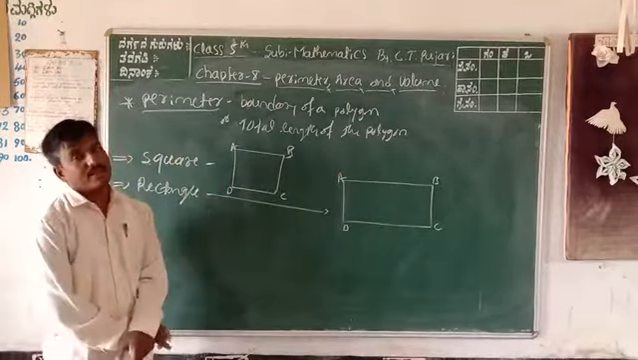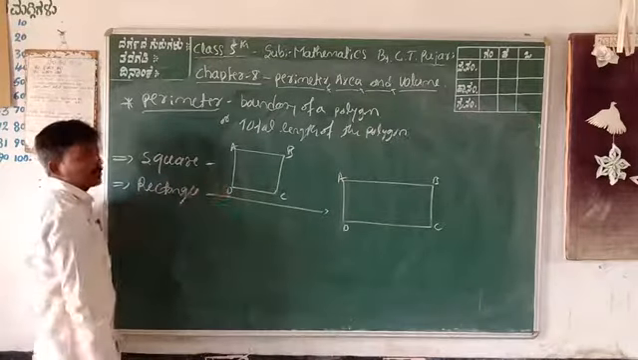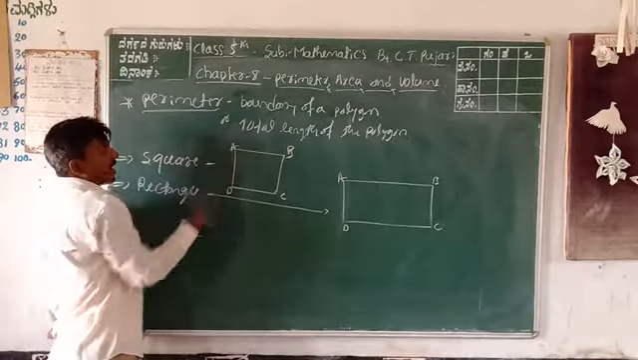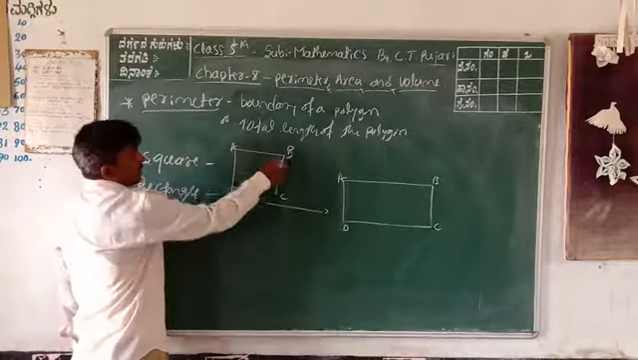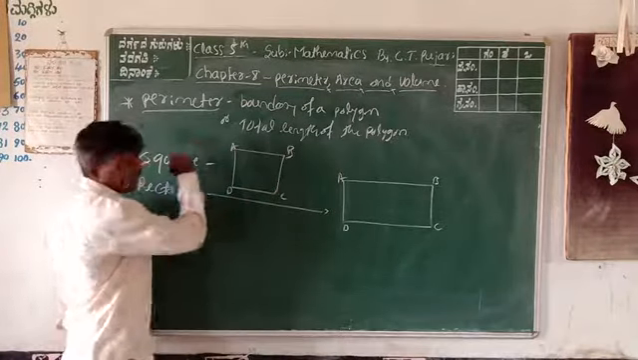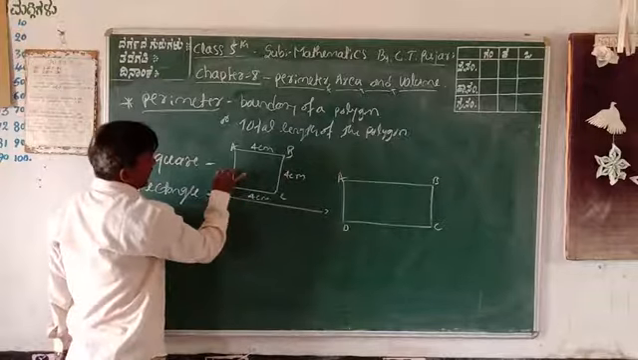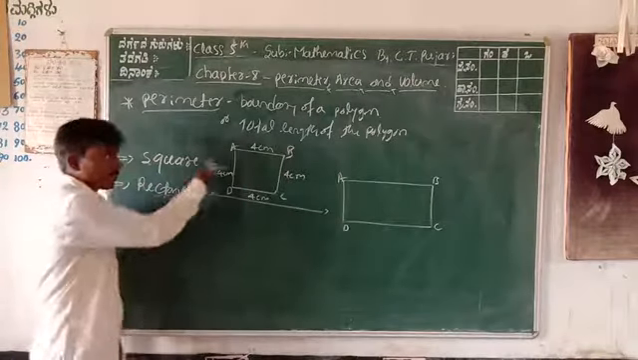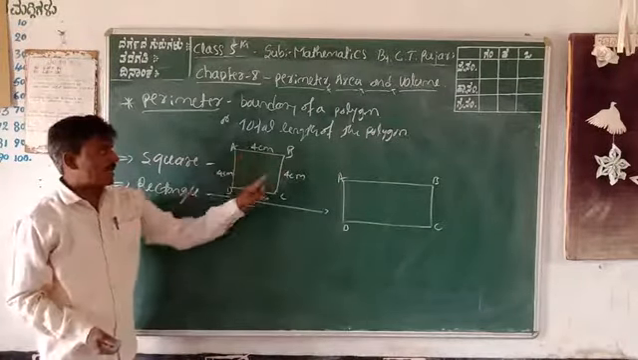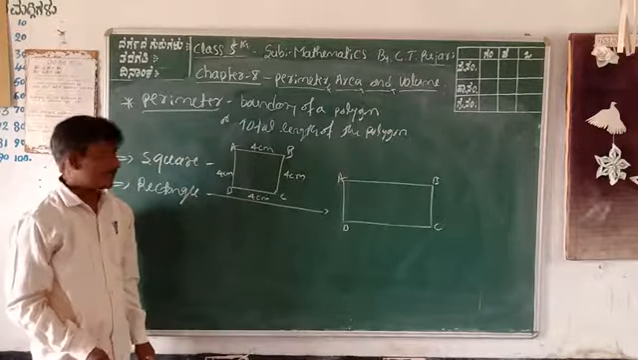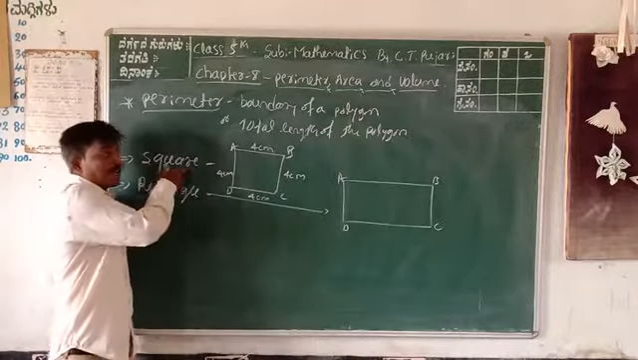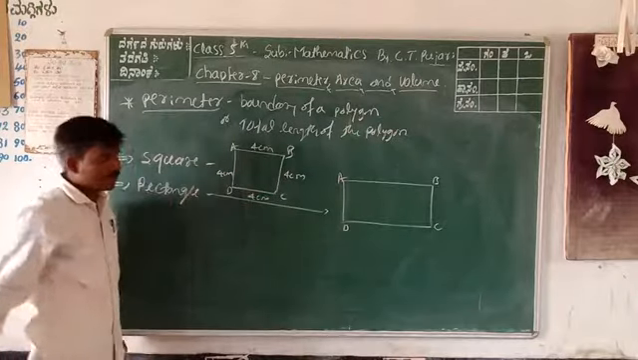Write the perimeter. Perimeter means the sum of all sides, or otherwise the sum of the total length. This is also a polygon. Four sides are here. Sum of all sides: AB plus BC plus DC plus AD. For example, consider all sides are 4 centimeter each. What is the perimeter of this square? 4 plus 4 plus 4 plus 4 is 16. Therefore, the perimeter of the square is equal to 16 centimeter.